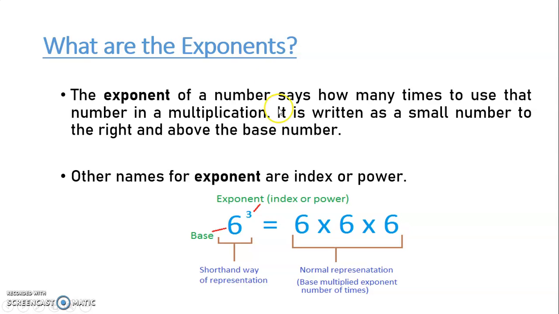Exponents are the numbers which tell us how many times we have to multiply the same number. For example, 6 raised to the power 3. You already know that exponent, index and power are three names for the same concept. If 6 is raised to the power of 3, this 3 represents the exponent.